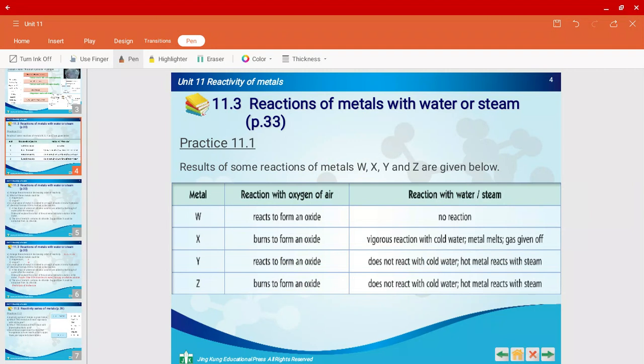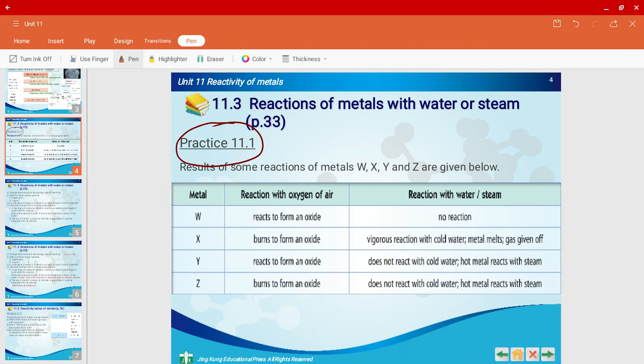In this video, we're going to do some questions together. We've already finished the reactions of metals with oxygen, water or steam, and finally, in the previous video, dilute acids. So 3 of the reactions we've completed. So now let us practice some questions. This is on practice 11.1.